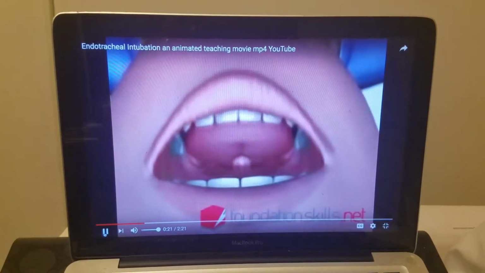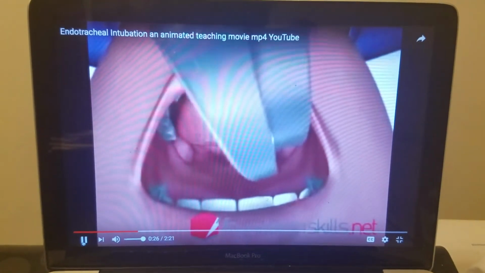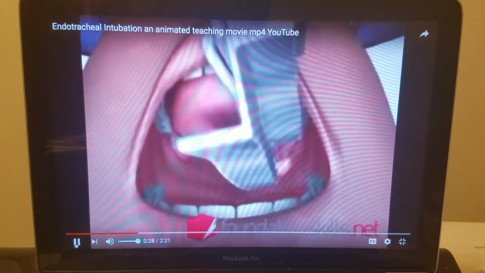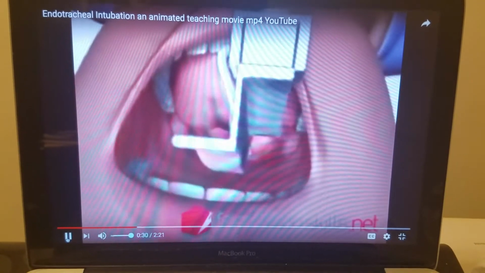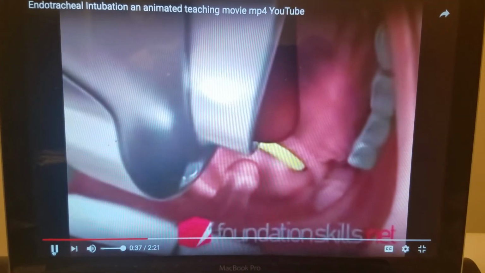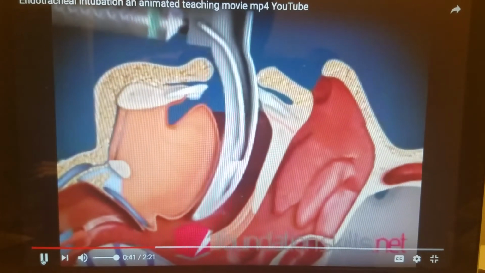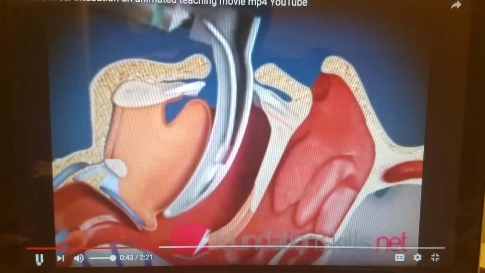With the left hand, insert the curved blade of the laryngoscope into the mouth over the right side of the tongue, displacing it to the left and upwards. Advance the laryngoscope slightly until the tip of the epiglottis can be seen posterior to the back of the tongue. Advance the tip of the laryngoscope blade into the vallecula between the epiglottis and the tongue.